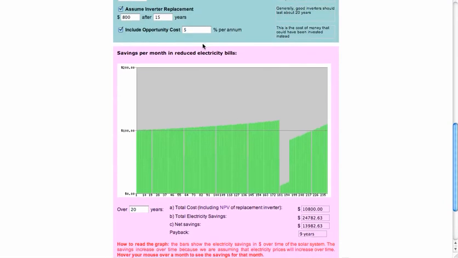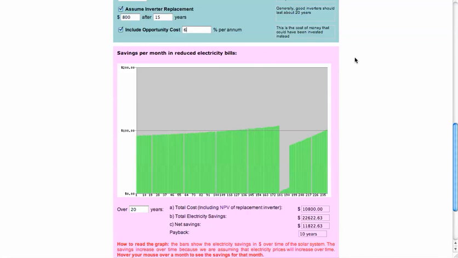And this is a really interesting one that no one else seems to include, but I think you have to. It's called opportunity cost. If you're spending 10 grand up front on a solar system, that's 10 grand that you could have invested elsewhere. If you're investing it in a term deposit, for example, in Australia at the moment, I think you get about 6% per annum. Let's put that in there.